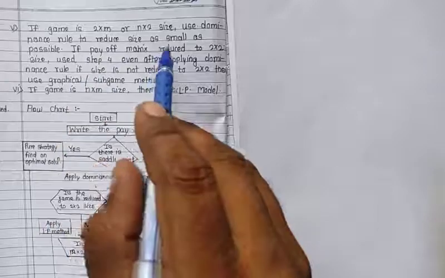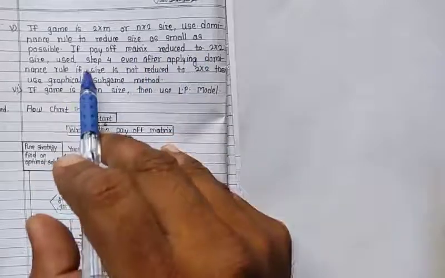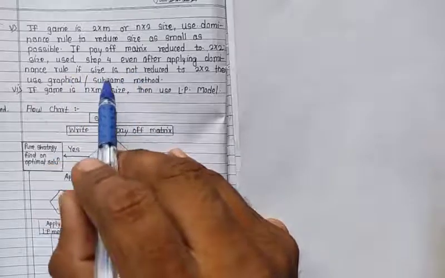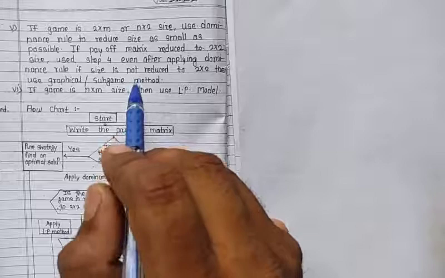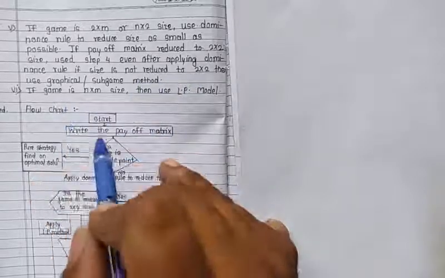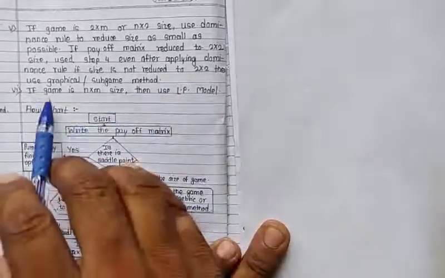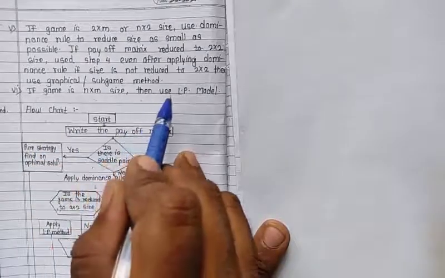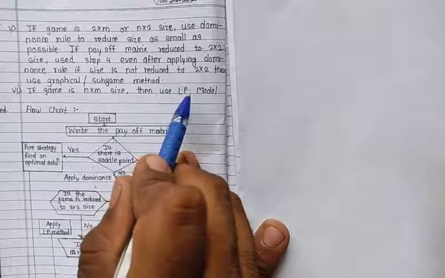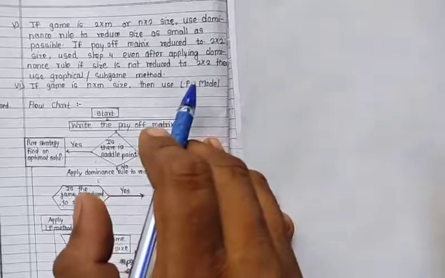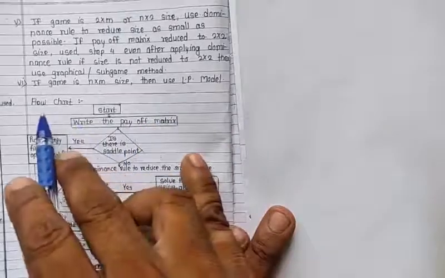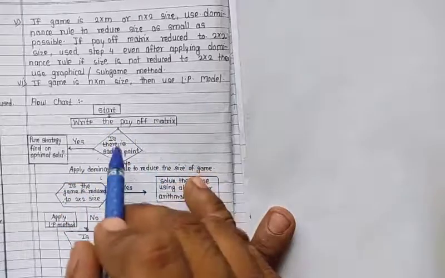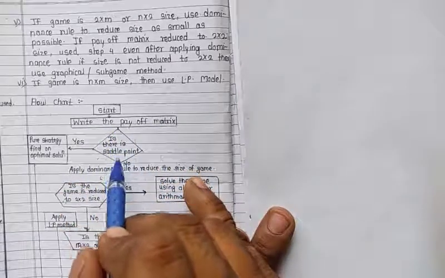If the payoff matrix reduces to 2 by 2 size, then use step 4, even after applying the dominance rule. If the size is not reduced to 2 by 2, then use the graphical or subgame method. And last, if the game is of n by m size, then use the LPP method, the linear programming problem method. Now let's see the flow chart. So this is the flow chart. Now start solving the payoff matrix. Write the payoff matrix first. So first check, does the game have a saddle point?